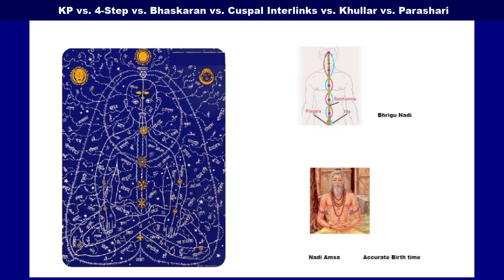Now, if you look at this image on the left side, it depicts what is called the pranic nervous system, and it gives a list of all these nadis according to the pranic nervous system.